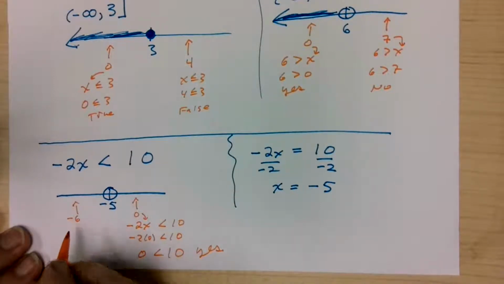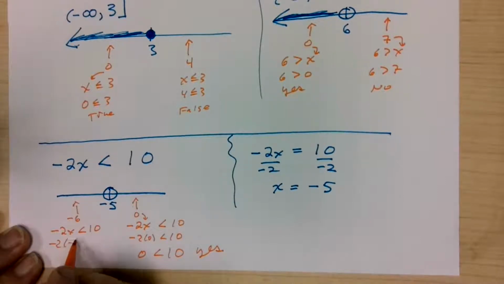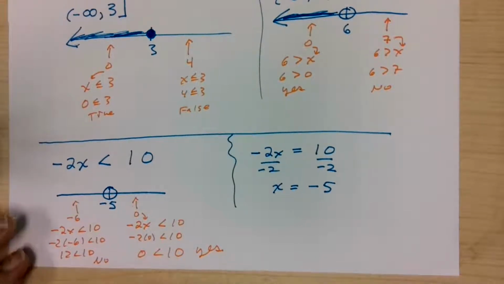Whereas this other one, negative 2x is less than 10, plugging in negative 6, negative 2 times negative 6 is less than 10. 12 is less than 10. That's a no. So we're going to shade towards the yes side.